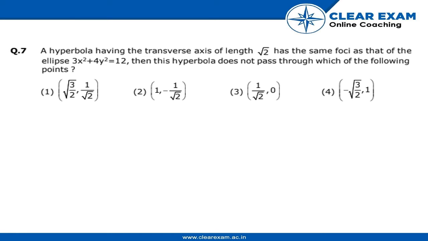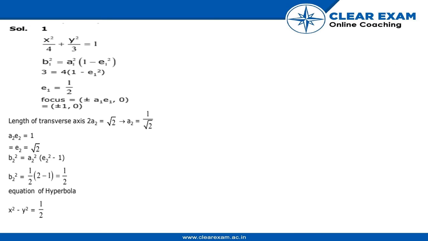A hyperbola having the transverse axis of length under root 2 has the same foci as that of the ellipse 3x² + 4y² = 12. Then this hyperbola does not pass through which of the following given points?